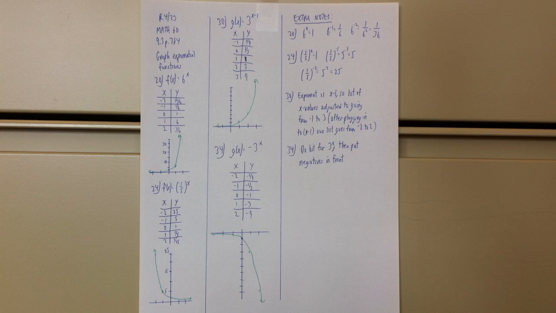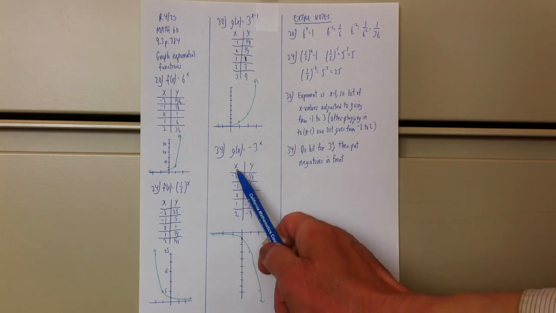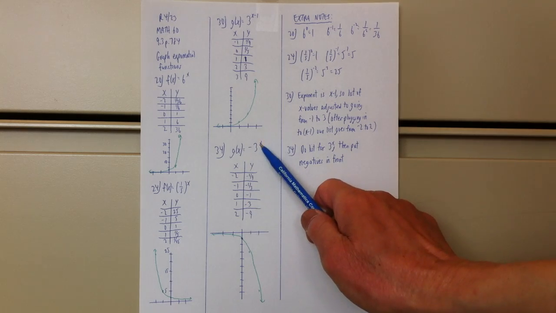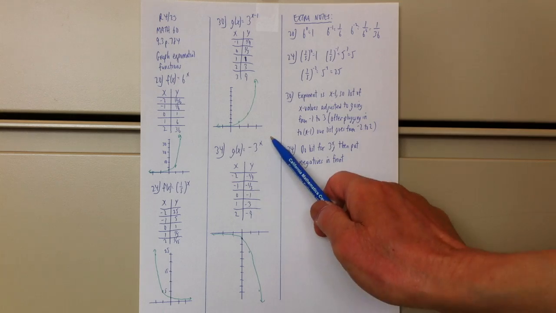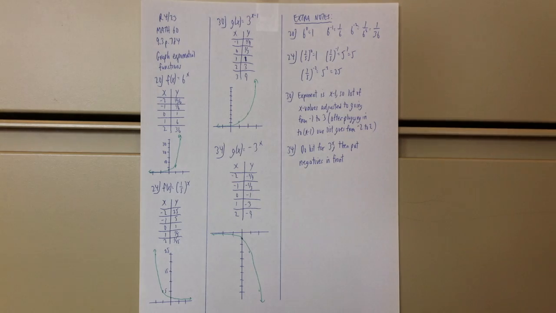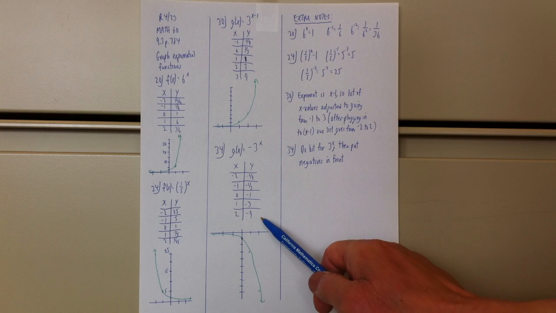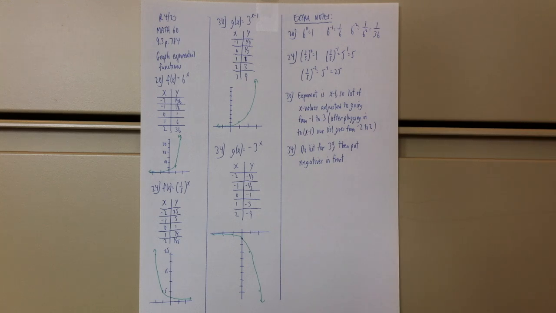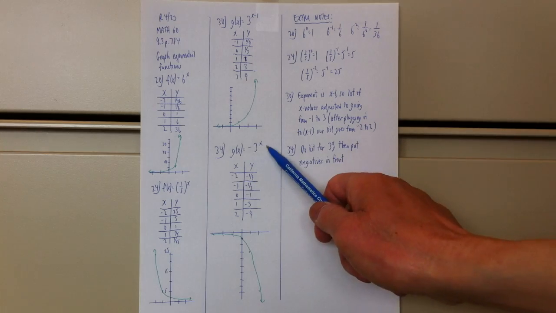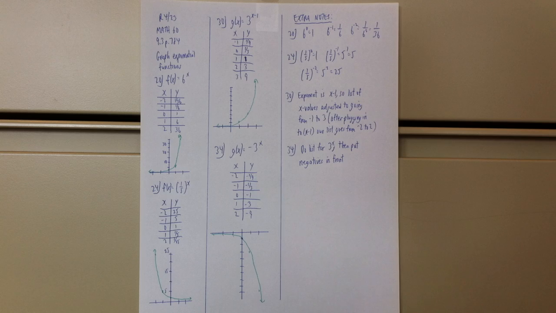So I figured I might as well just put the negatives once and for all, and there it is. Okay, so ignore the negatives. I've already taken care of the negatives. Put in 0. 3 to the 0 is 1. Plug in 1. 3 to the 1 is 3. Plug in 2. 3 squared is 9. Negative 1. 3 to the negative 1 is 1 over 3. And plug in negative 2. 3 to the negative 2 is 1 over 3 squared, or 1 over 9. And again, these are all negatives.